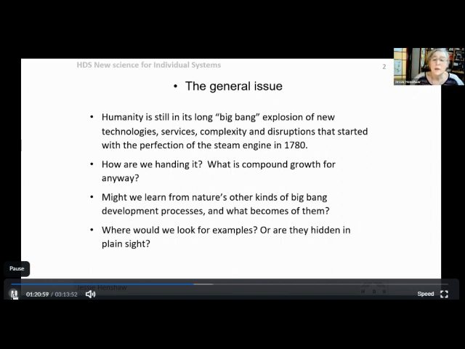It used to be that growth would produce wealth sufficient to completely compensate for the side effects of growth, but now the tables are completely turned. Growth produces new side effects great in excess of our wealth for responding to them. And so what is compound growth for anyway? Might we learn from nature's other kinds of Big Bang development processes and what becomes of them? Where would we look for examples? Or are they hidden in plain sight?